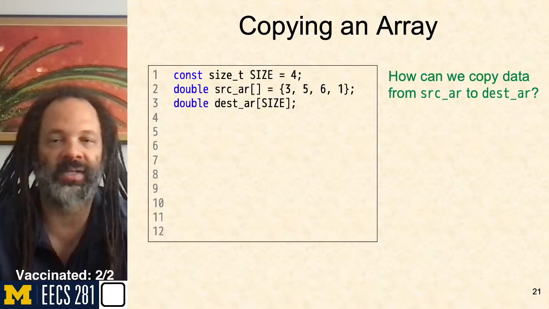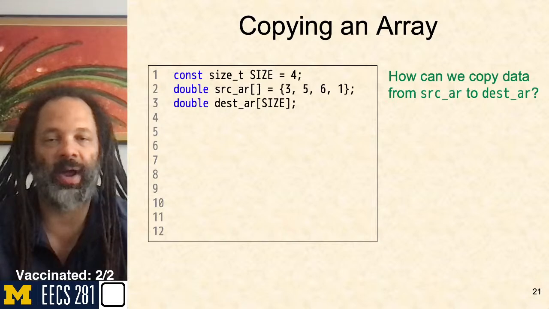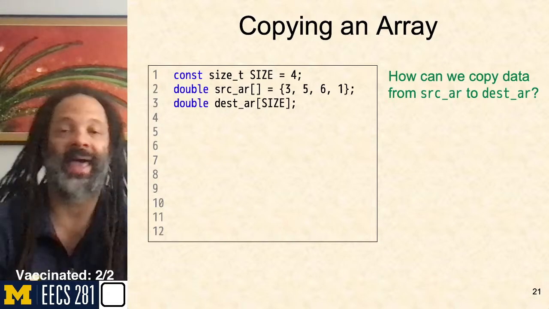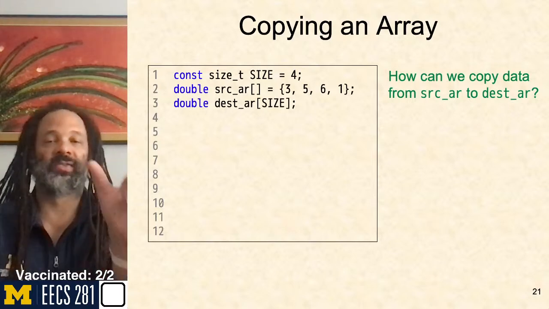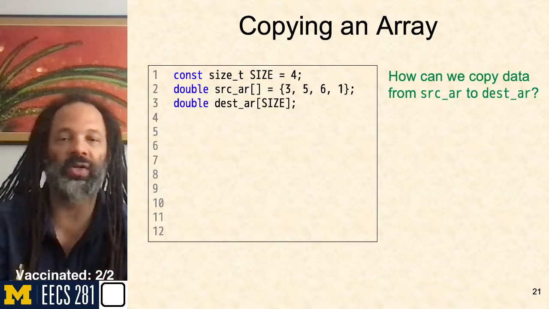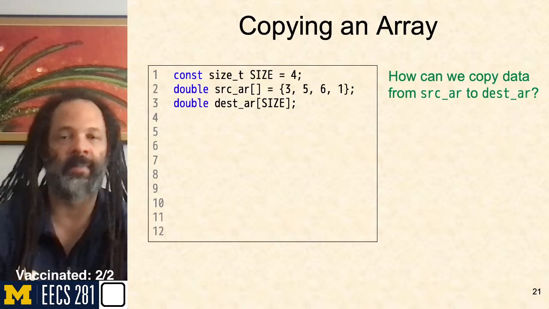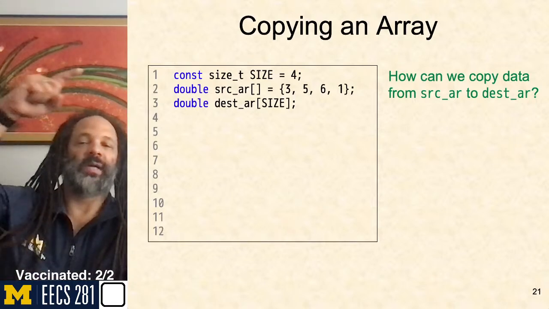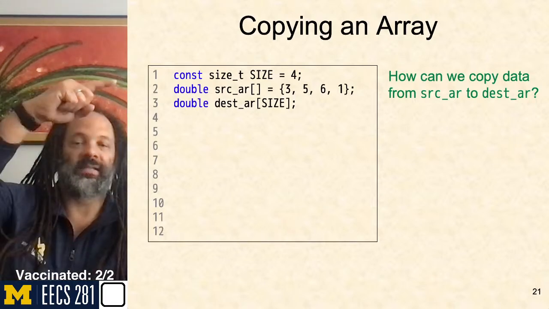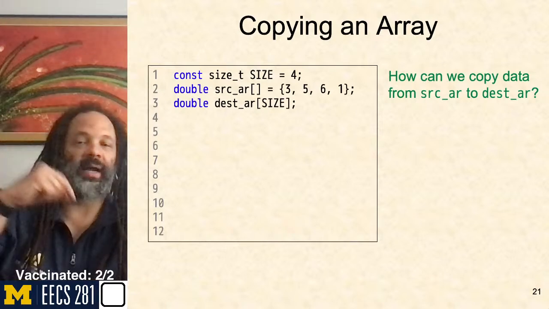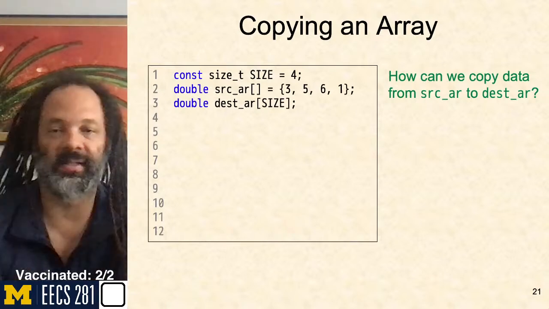We did source array square brackets closed so that it's empty, and then we did an explicit initialization. So that made source array have size 4. We couldn't do that for the destination array without putting something in there. So in this case, we used a constant there, size, which has a value 4 in it, so that I can declare destination array to hold 4 things, enough to hold what's in source array.